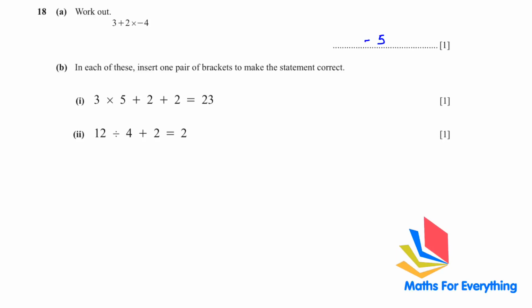Part B, in each of these, insert one pair of brackets to make the statement correct. Maybe you will have to try a few brackets here and there to get the answer right. The bracket is here. 5 plus 2 will give you 7. 7 times 3, 21, plus 2, 23. And you have 2 here. So 12 divided by 4 plus 2 will give you 2.